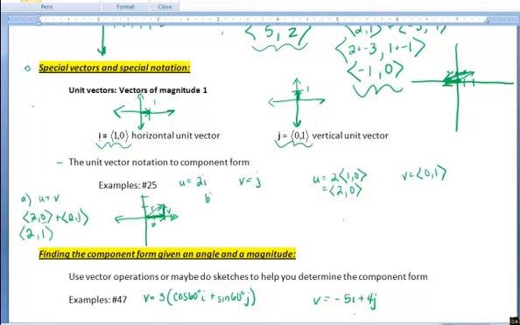Alright, part B asks us to do the u minus the v. So if we were to use our component forms that we just got, well, u was equal to, we calculated, 2, 0.